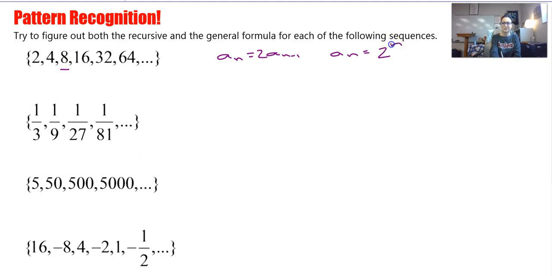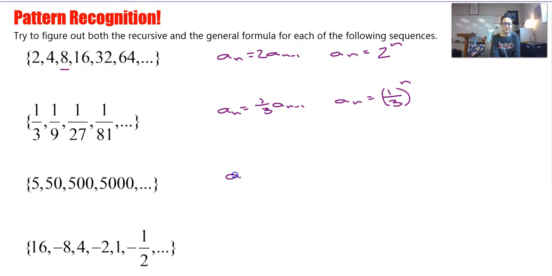How about 2 to the n? Will that work? We don't want 2 times n because that would create the sequence 2, 4, 6, 8, 10, right? And we want powers of 2 here. So I think 2 to the n will work. How about this next one? So a sub n is, what are we multiplying by each time? 1/3 times the previous term, correct? And so a general formula here could be 1/3 all to the n, right?